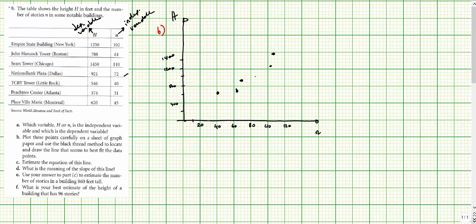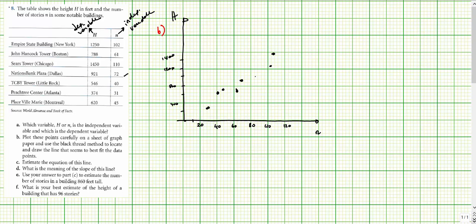And 31, 374, and 45, 620, 500, 600, maybe somewhere here. All right, this is the approximated scatter diagram.